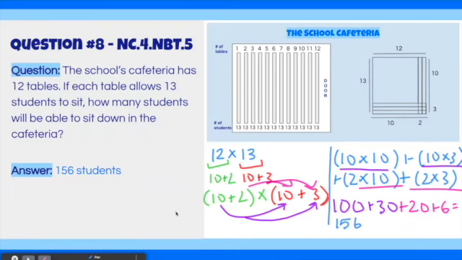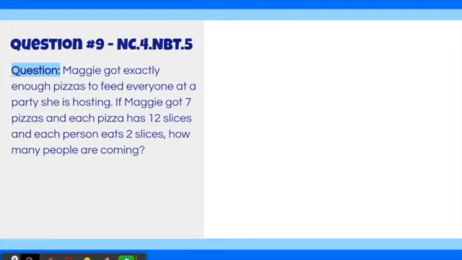156 students. Question number 9. Maggie got exactly enough pizzas to feed everybody at a party she's hosting. If Maggie got 7 pizzas and each pizza has 12 slices, and each person eats exactly 2 slices, how many people are coming?